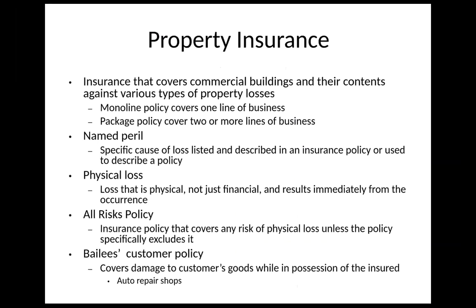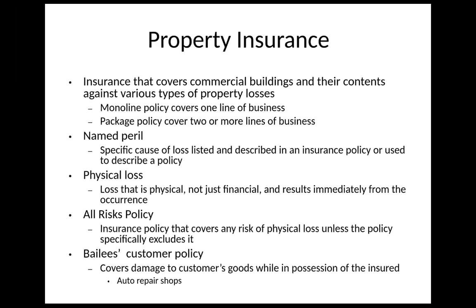So when we talk about property insurance, just by name, insurance that covers commercial buildings and their contents against various types of property losses. When we talk about monoline policy, there's a description in there, but basically monoline policy covers one line of business. But you can also have a package policy that may cover two or more lines of business. Probably not as important, but it's one of the things that's included in the textbook.